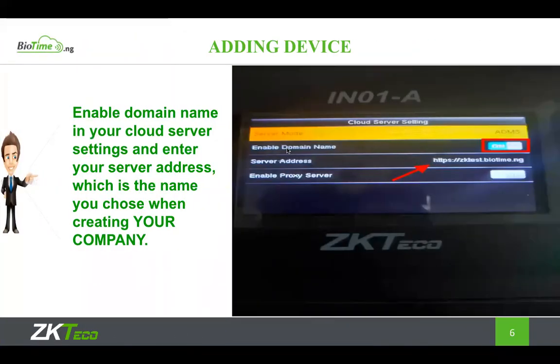When you now go to the cloud server settings, you have to enable domain name. If you don't enable this domain name, it means probably you are using BioTime 8.0, which is another software that I'm probably going to have a training on. We have the OEF for that. So when you enable the domain name, all you have to do is put your company domain. Mine is ZKTest, so don't put ZKTest. Put the company that you created.